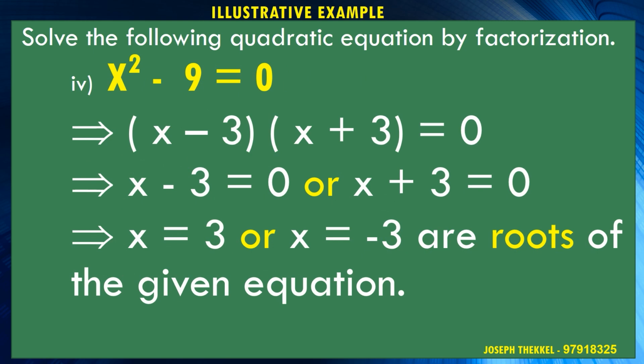Illustrative example. Solve the following quadratic equation by factorization. x² − 9 = 0. (x − 3)(x + 3) = 0. x − 3 = 0 or x + 3 = 0. x = 3 or x = −3 are roots of the given equation.